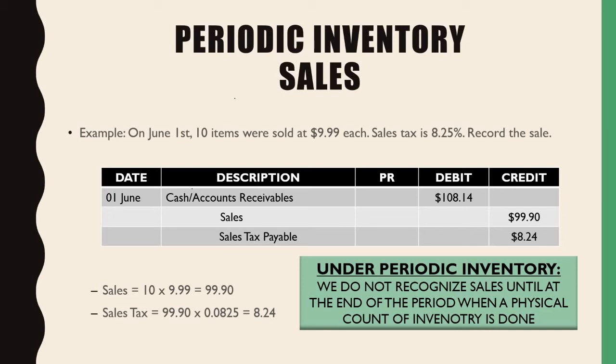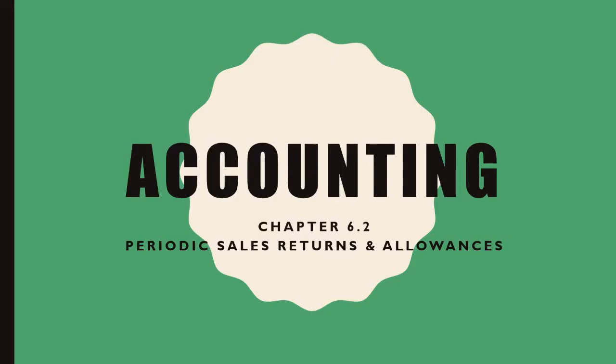Okay, so under periodic inventory, we do not recognize or keep track of our inventory when we sell the product. All right. Any questions here? All right. Moving on to 6.2. All right.